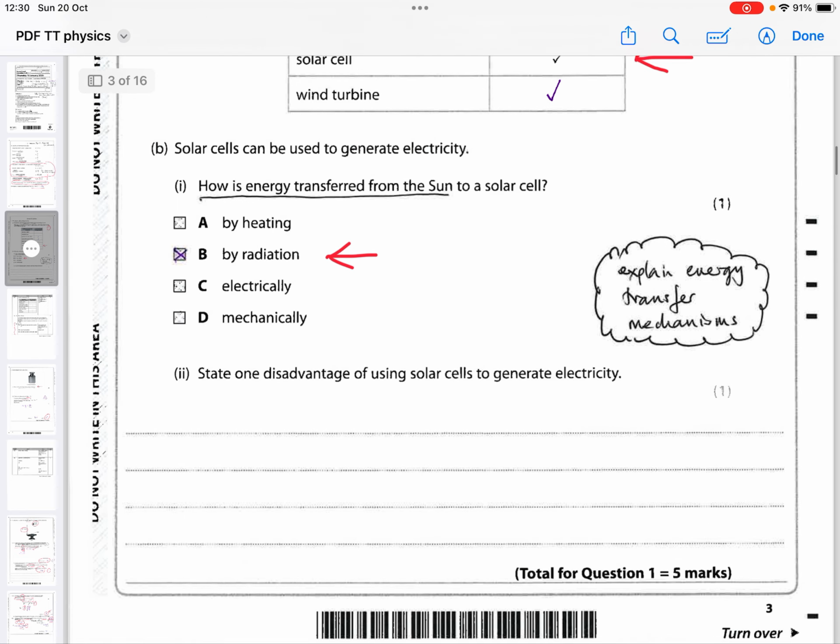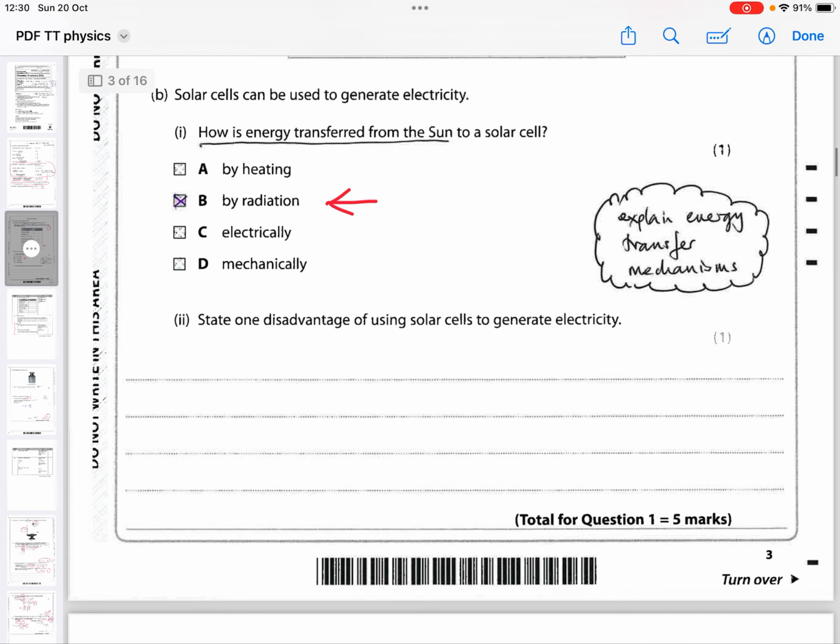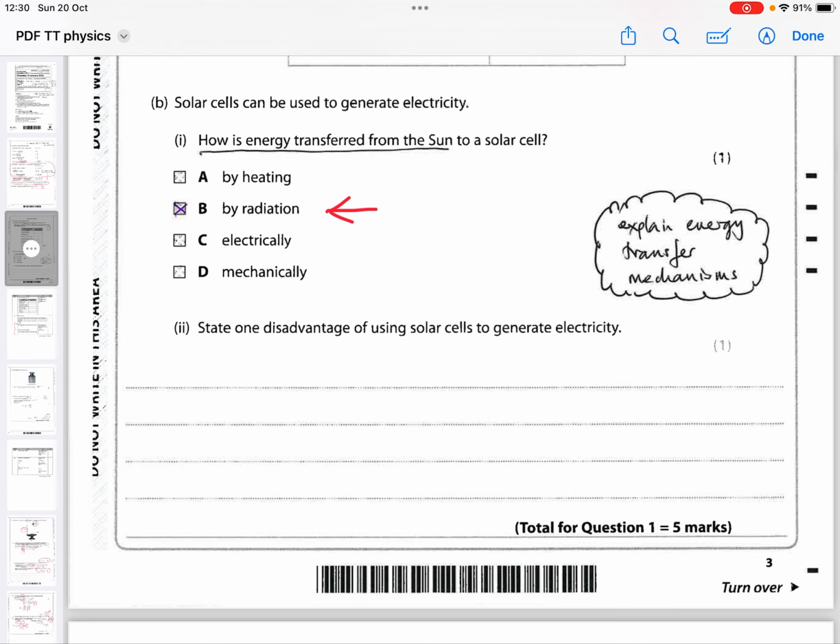Then they want you to explain that regarding solar cells, the ones that they ticked can be used to generate electricity, but how is energy transferred from the sun? Obviously, using solar cells, using the sun's energy. How does the sun's energy get to us? Well, it gets to us by radiation. Remember, they want you to know about energy transfer, and this would also be in paper 1. So you need to be able to explain energy transfer mechanisms generally.